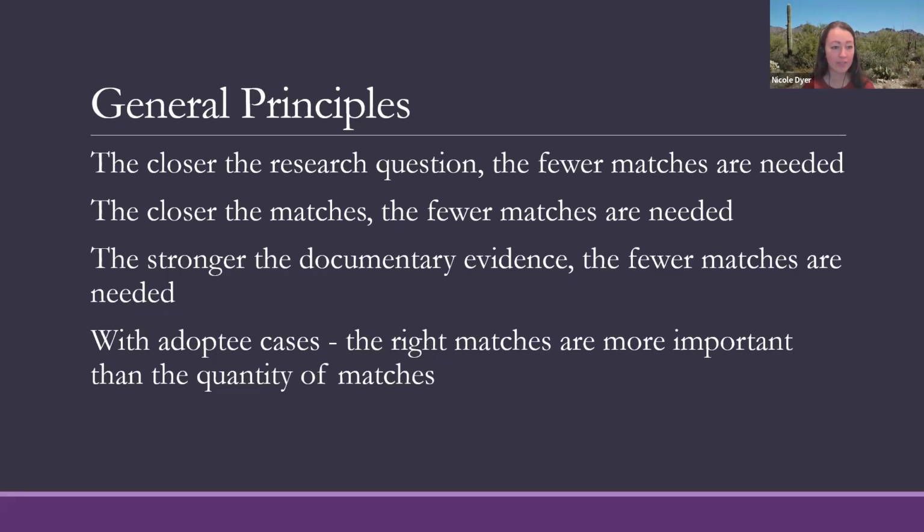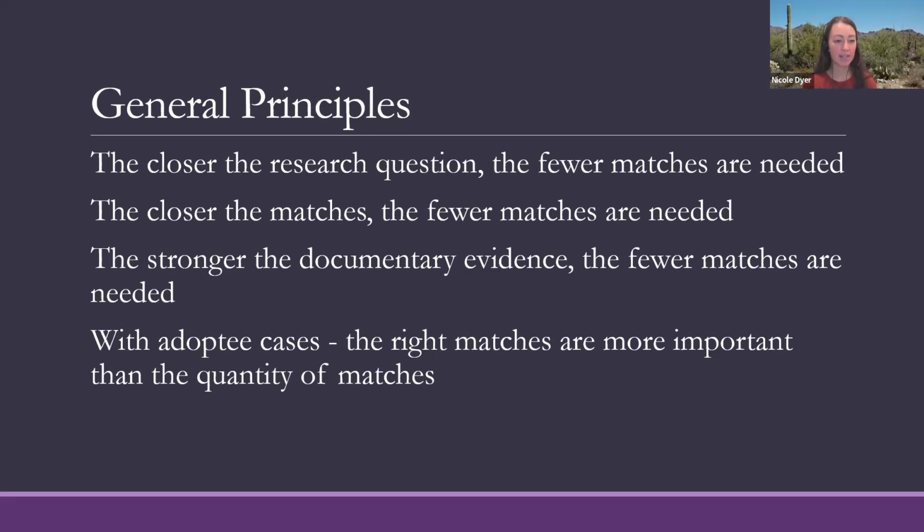So I was trying to think of some general principles that can help us determine, do we need more matches or fewer matches? One thing that I've kind of noticed with some of the client projects and my own personal projects that I've done with DNA matches is that the closer the research question, generally, the fewer matches are needed. So if the research question is regarding the parent of an adoptee, fewer matches are needed. Then the further you go out, the more matches are needed.